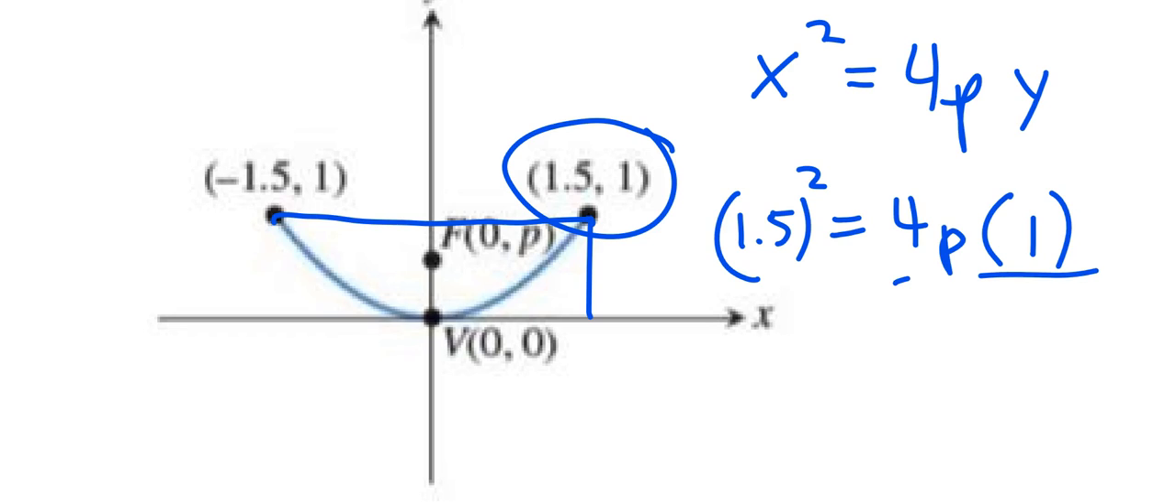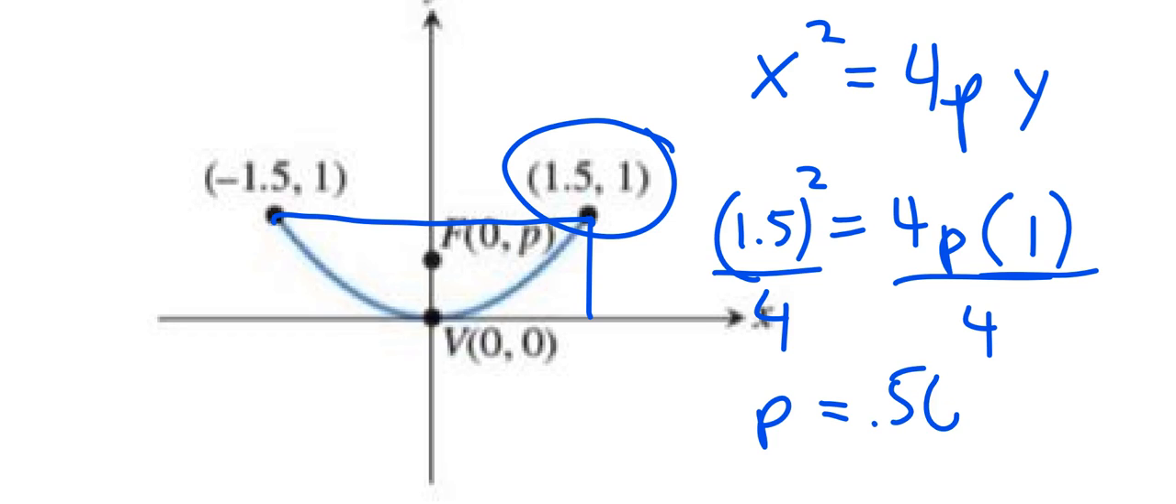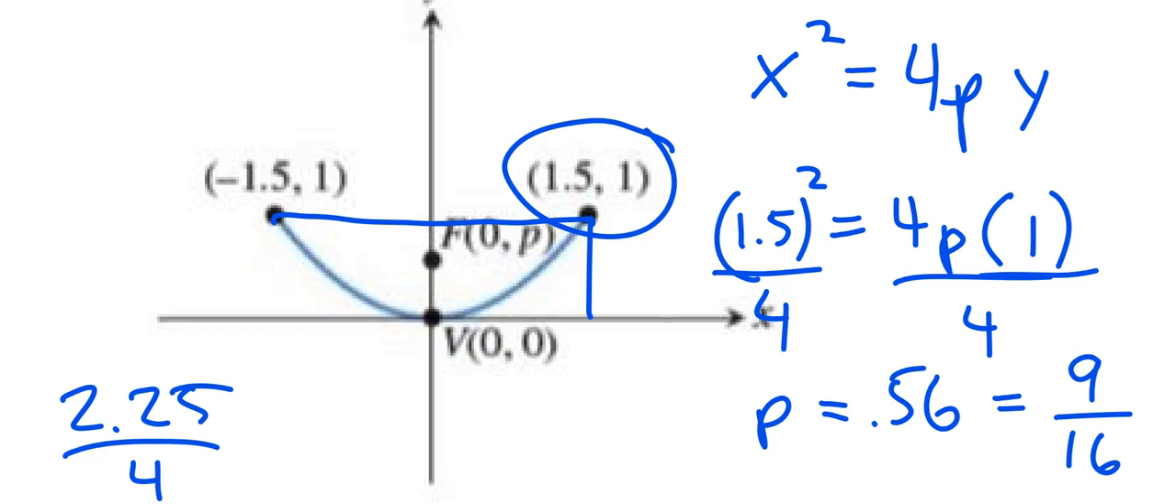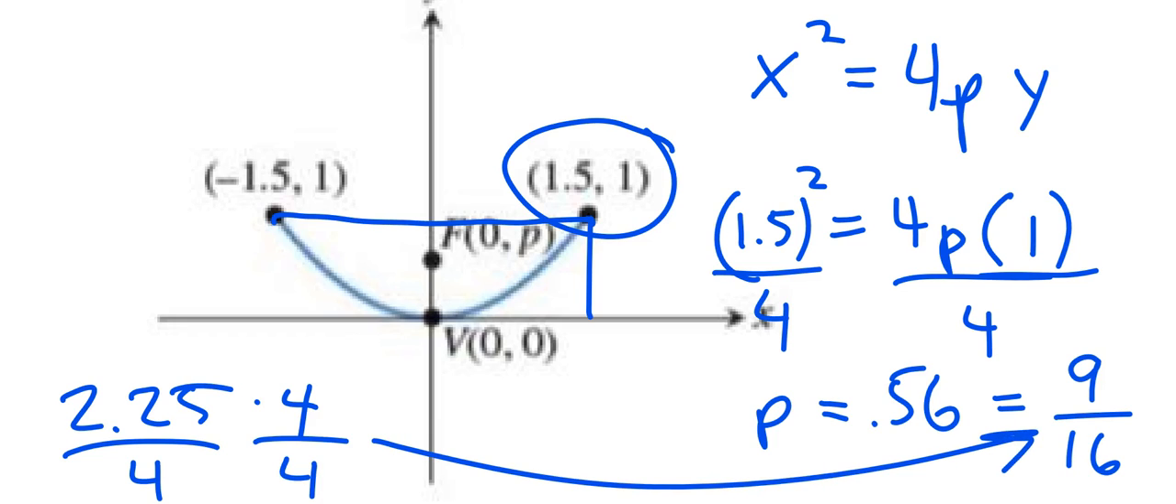All right, so folks, hopefully you divide by 4 on both sides, and what do you get? Now, some of you got 0.56, and others of you probably did the fraction 9/16. They got 2 1/4 over 4. You multiply the top and the bottom by 4, and you get 9/16.